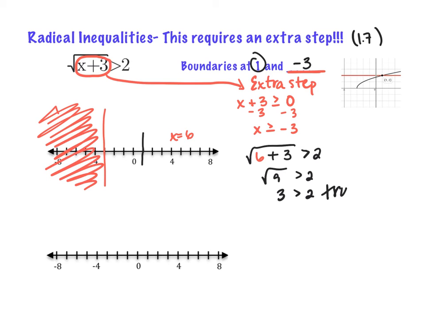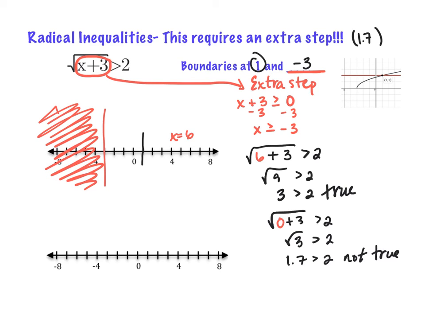That is true. And if I want to double check that this part down here does not work, I can check with 0. So the square root of 0 plus 3 is greater than 2. If I take the square root of 3, I get 1.7-ish. So 1.7 is greater than 2. That's definitely not true.